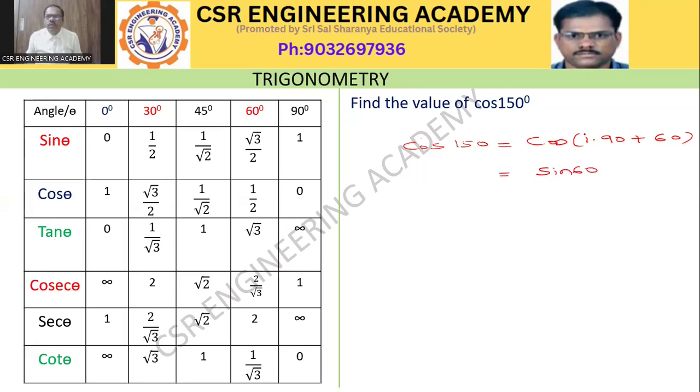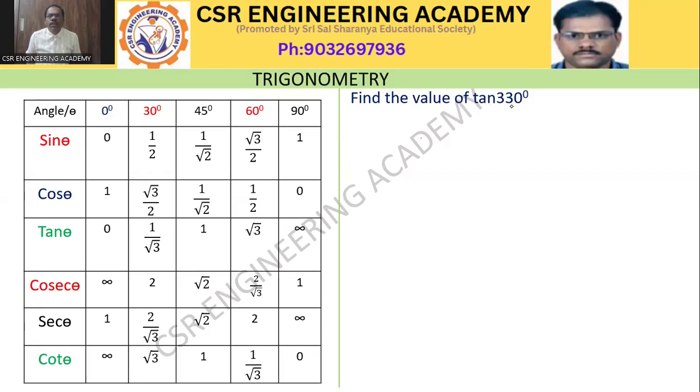So coming to quadrants, which quadrant does it belong to? For that, take the multiple of 90, which is 1, plus 1, that is 2. That is in the second quadrant. In the second quadrant, cos is negative, take minus. Sin 60 value, sin 60 is root 3 by 2. Minus root 3 by 2 is your answer.